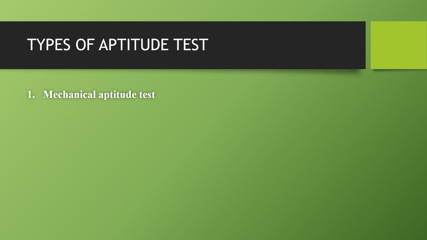Number one is mechanical aptitude test. These mechanical aptitude tests are designed to assess the candidates' knowledge of machinery and related physical concepts. Unlike other aptitude tests, the mechanical aptitude tests require us to be knowledgeable about certain target topics like mechanical comprehension and electrical comprehension. So number two, let us talk about musical aptitude test.